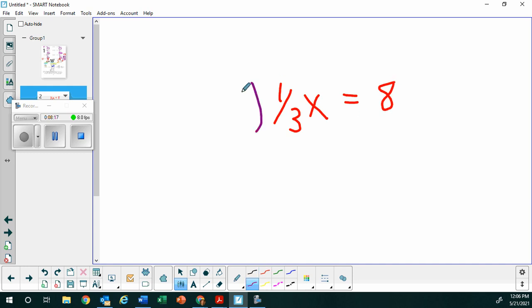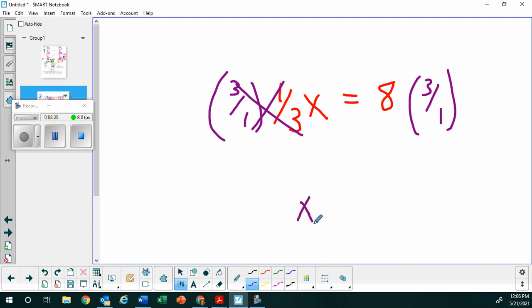To solve for this, you remember that you multiply both sides by the reciprocal. And this cancels out. X is all by itself. And 8 times 3 would be a 24. So if we take 1/3 of 24, we get 8. 1/3 of 24 is 8. Now to solve, though, you saw what I did here on both sides. I multiplied both sides by its reciprocal.